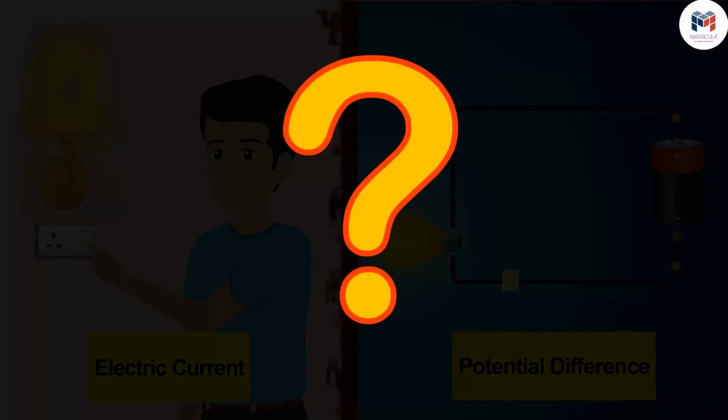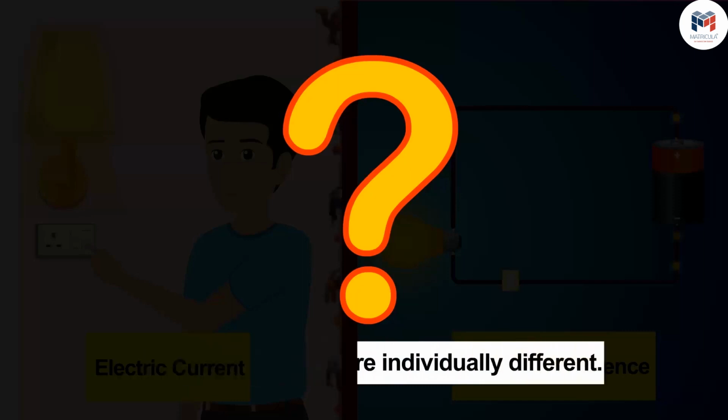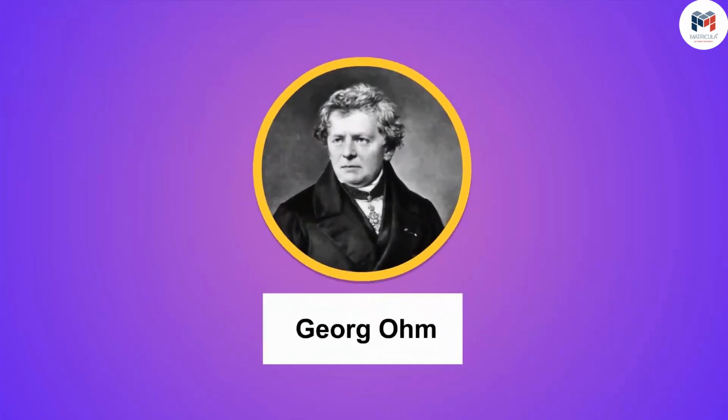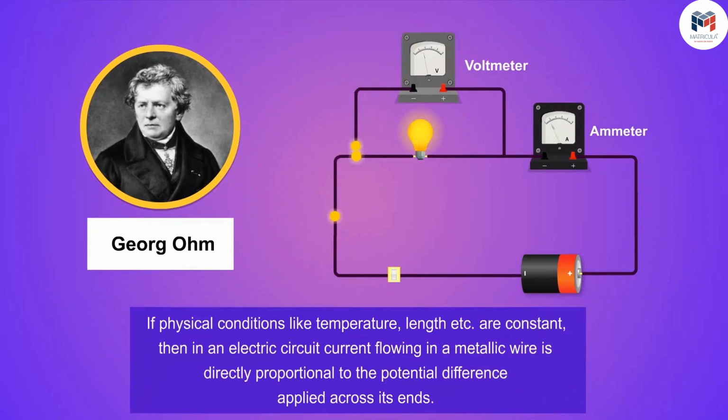The definition says that the two quantities are individually different. But a German physicist named George Ohm learned from his experiment that there is a relation between electric current and potential difference. Ohm states that if physical conditions such as temperature, length, etc. are constant, then in an electric circuit, the electric current flowing in a metallic wire is directly proportional to the potential difference applied across its ends. So the question arises, in what ratio does electric current increase and decrease then?